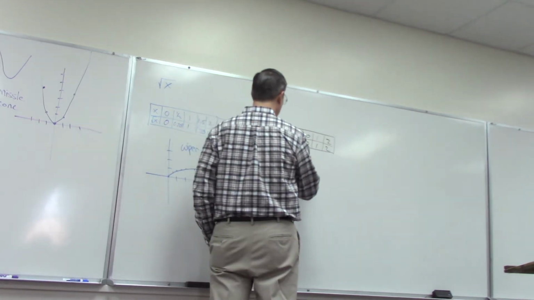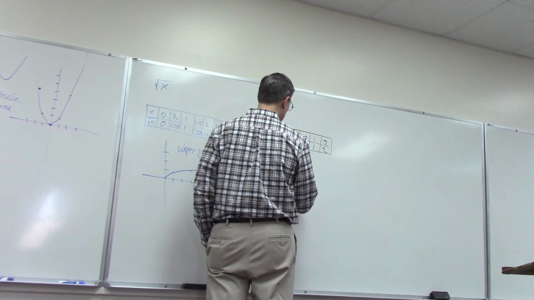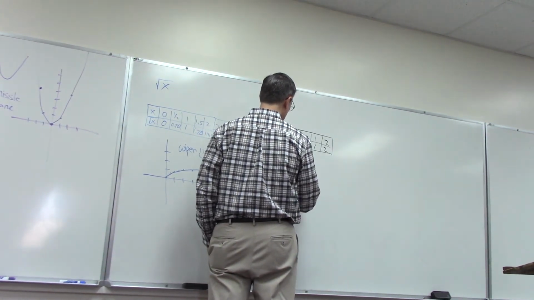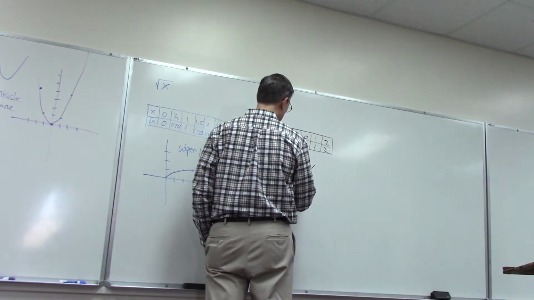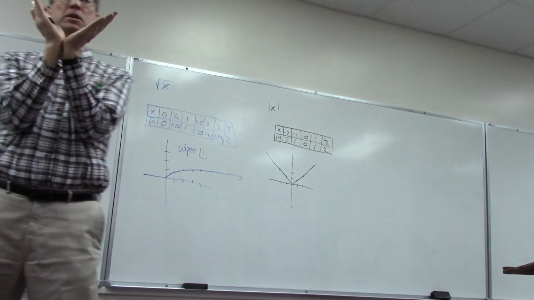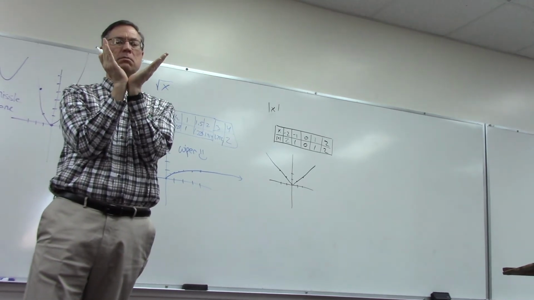So when I go to graph that, at 1, I get 1. 0, 0. Negative 1, negative 1. At 2, I'm up here at 2. Negative 2, I'm up here at 2. So this shape is kind of like a fat V. It's a 90-degree angle, corner of a box, whatever you want to call it, but it's that definite triangle.